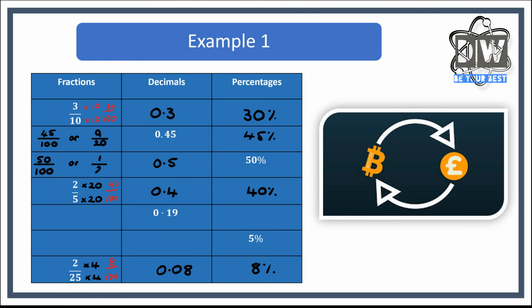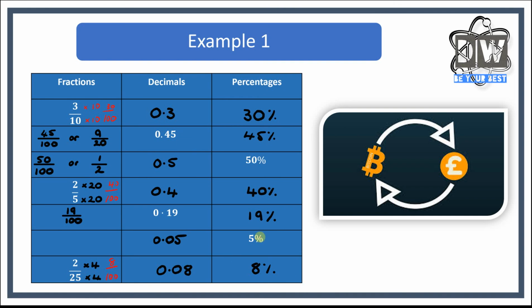We're motoring on now. We're going to move on to this 0.19. Remember, what are we going to do? We're going to times by 100, and that gets us 19%. And then what's 19% as a fraction? Would be 19 out of 100. And believe it or not, we can only scale that down, I think. No, I don't think we can scale that down. So it'd be 19 over 100.